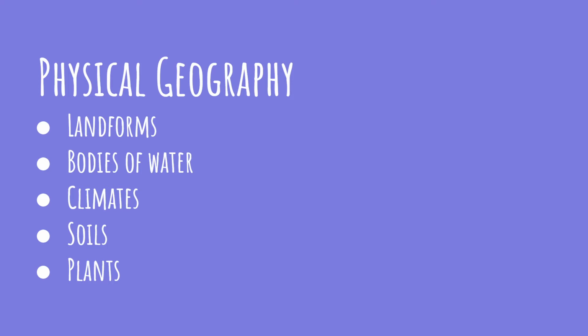First, let me define physical geography. This is any part of geography that has to do with non-human elements. So that means landforms and bodies of water, like mountains and lakes. Climates, like rainforests, temperate zones, the Arctic. Soils, plants, animals, these all fall under physical geography.